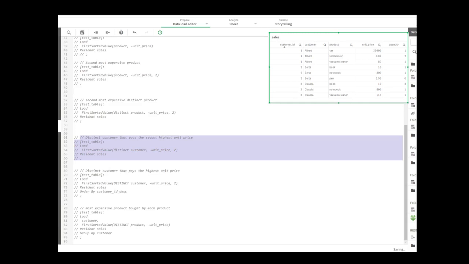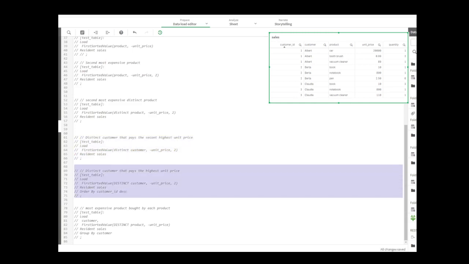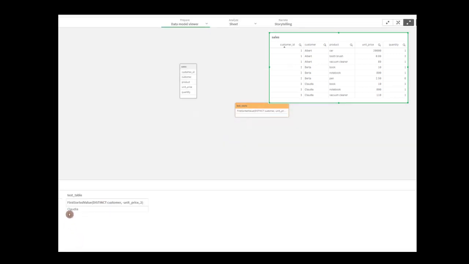If we would like to reverse the order of the loading of the table, we can achieve this by the order by statement. So we like to reorder the table by customer ID in a descending order. Now the function returns Claudia because of the reversed loading order.